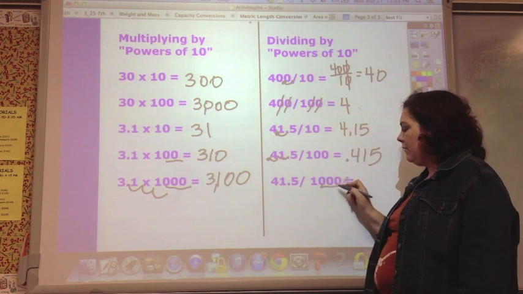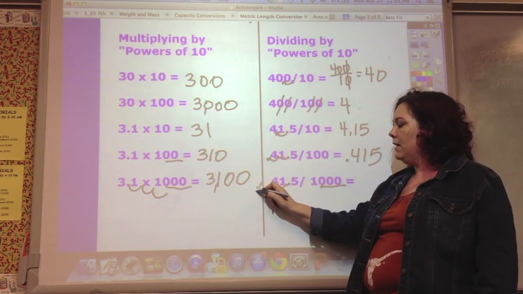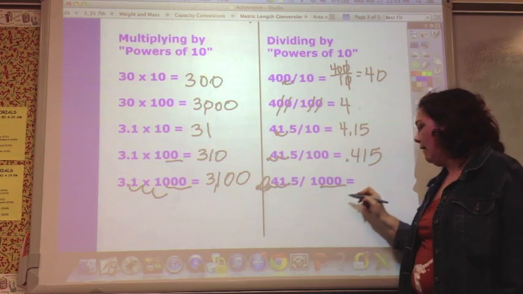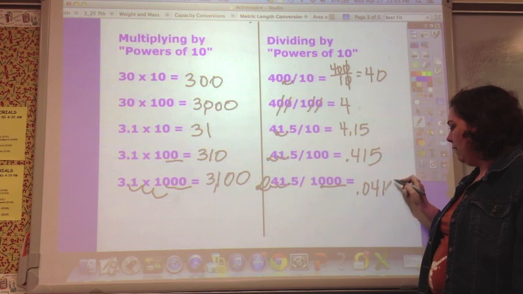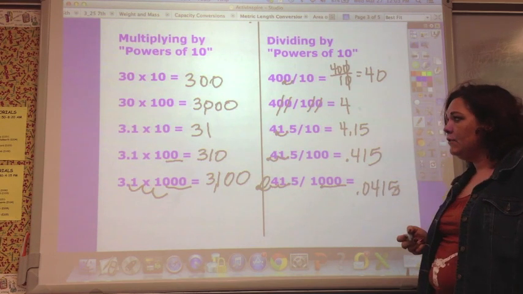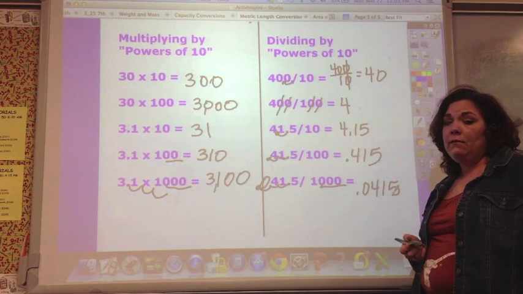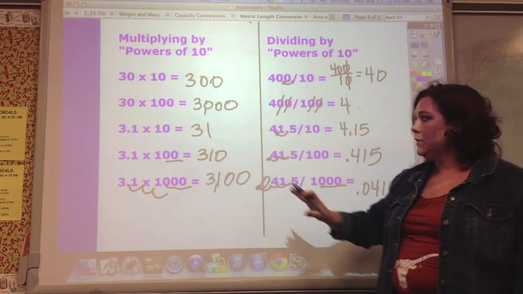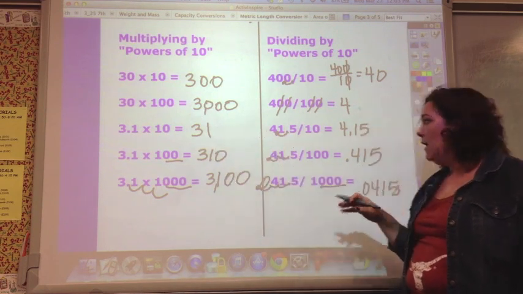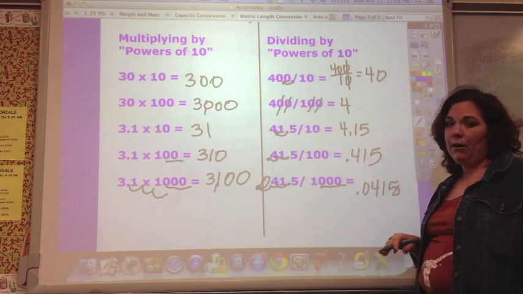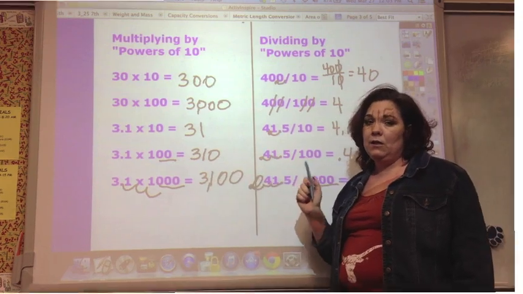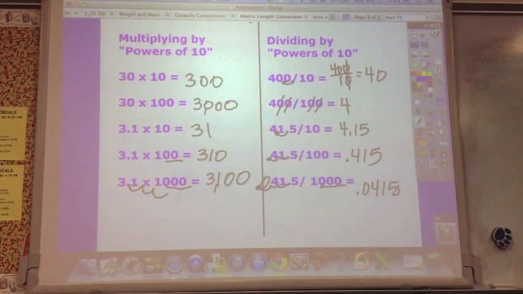And if it's 3 places, you'd move it 1, 2, 3, and you need this little loop-de-loop to hold your space, and so you'd have 0.0415. So that gives you an idea. That's just a quick lesson on multiplying and dividing by powers of 10. And remember, to multiply, your numbers are going to get bigger, and to divide, your numbers are going to get smaller. And your decimal point moves by the number of zeros that you have.